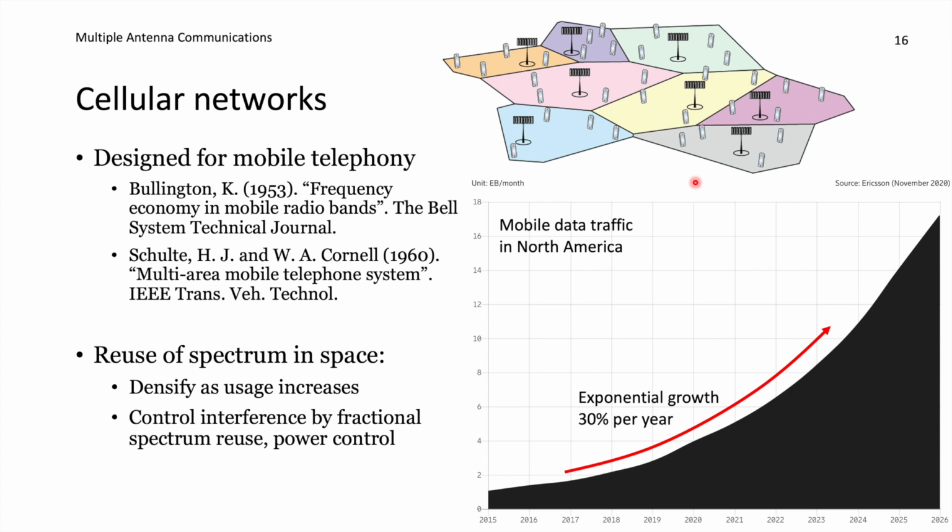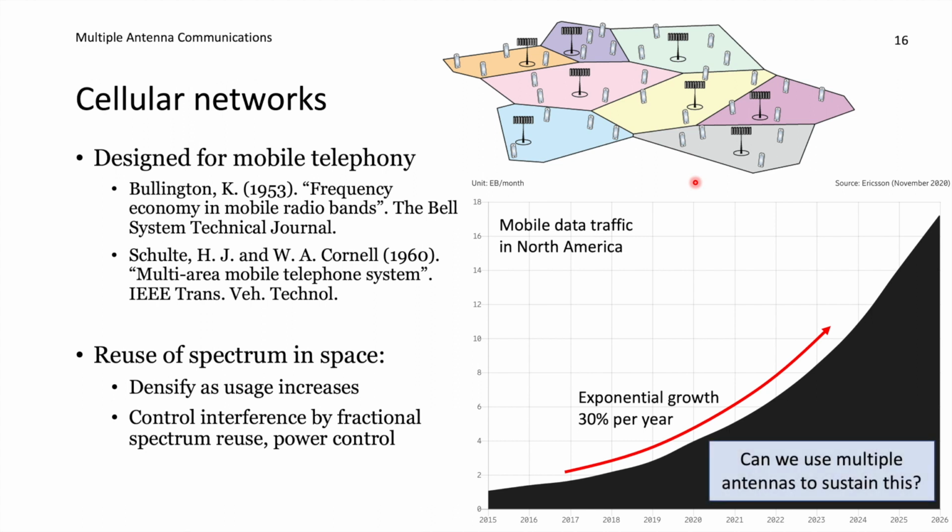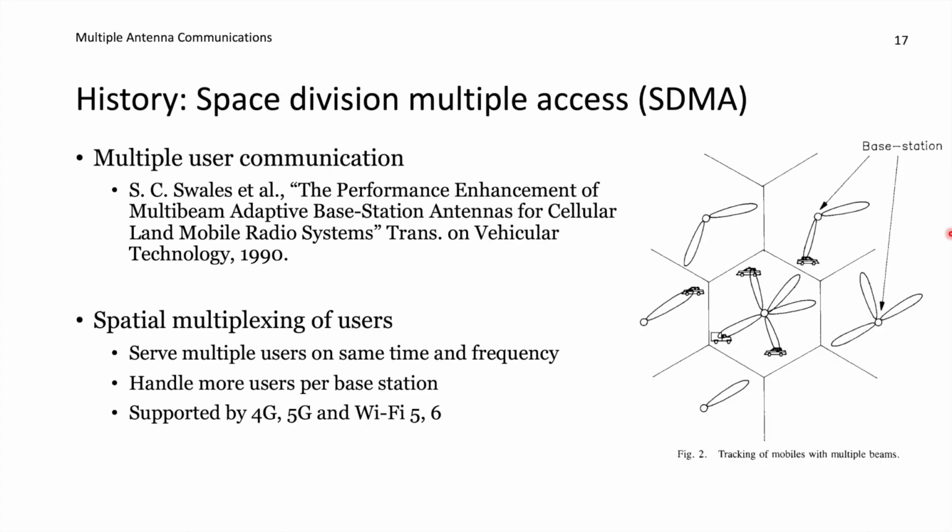We have been using more frequency spectrum, and now the question is, can we use multiple antennas to continue sustaining this trend as well? Sort of using the same base station location but more advanced hardware on the base station. Well, this is precisely what 5G is trying to do. And the idea is something called Space Division Multiple Access, or SDMA, where we have multiple users that are communicating at the same time. This is a paper from 1990 that is illustrating this.